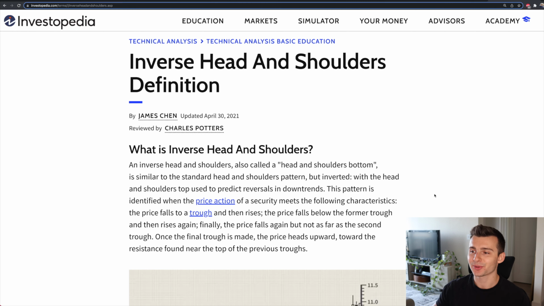The inverse head and shoulders pattern. What's going on, guys? So in this video, we're gonna be talking about this pattern, how to utilize this pattern, and how to actually go about building out your trading plans and trading this pattern for pretty much any given stock, any given chart that you want to trade.